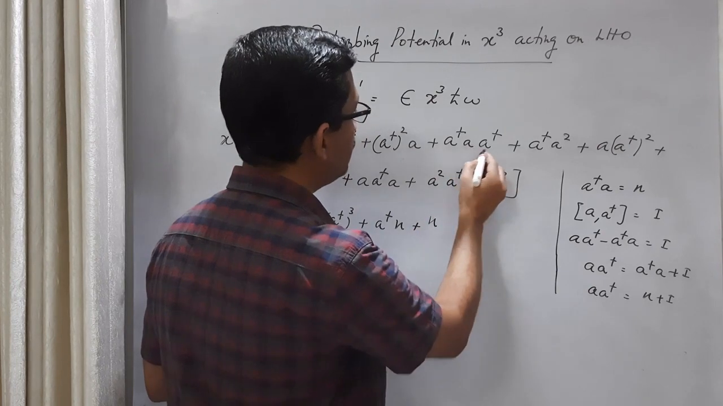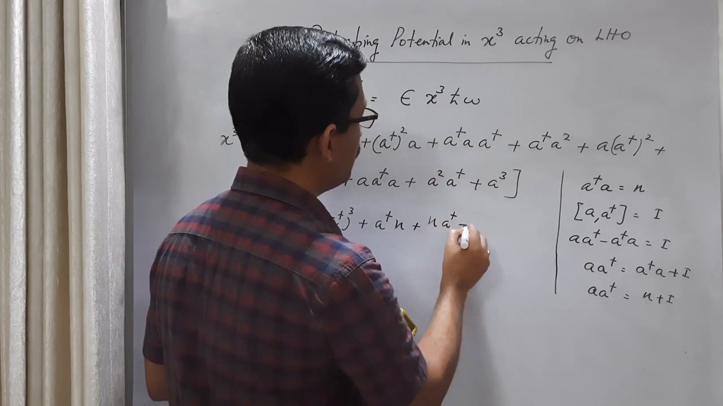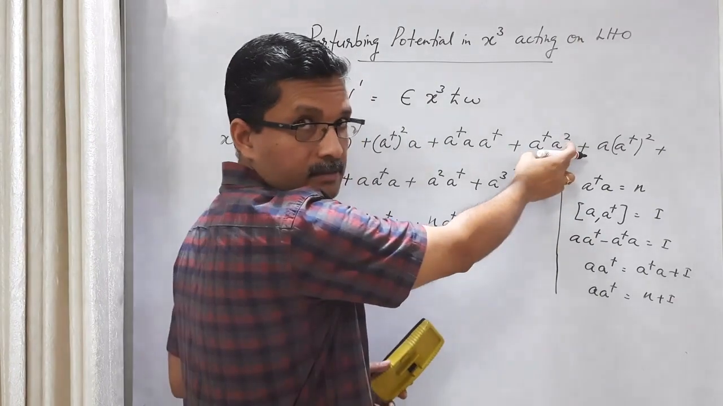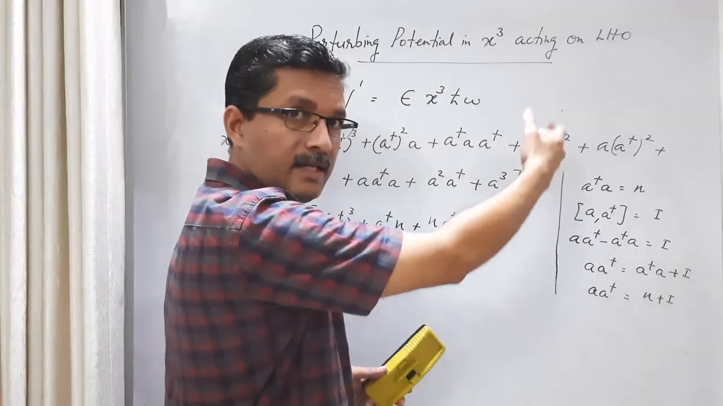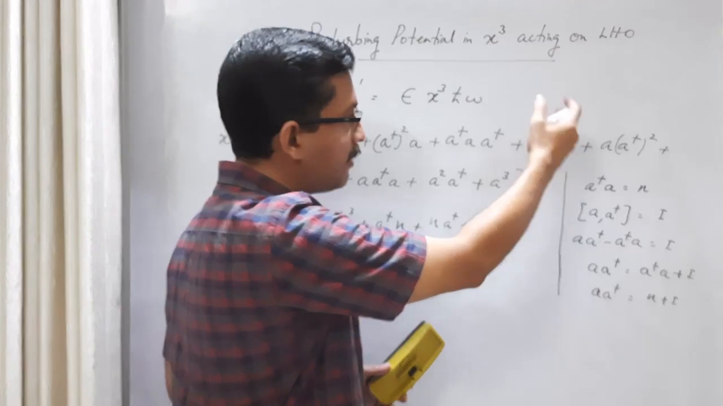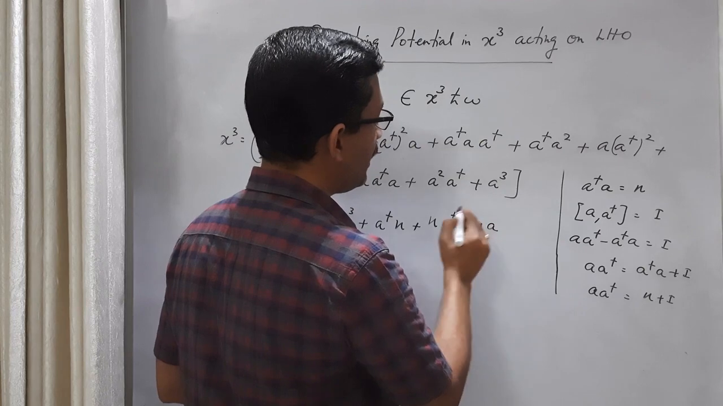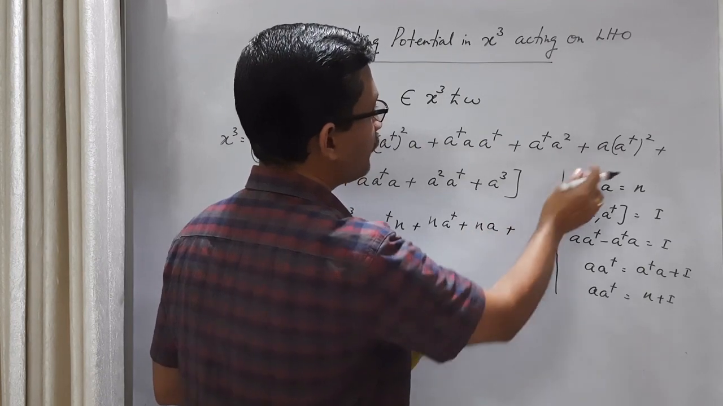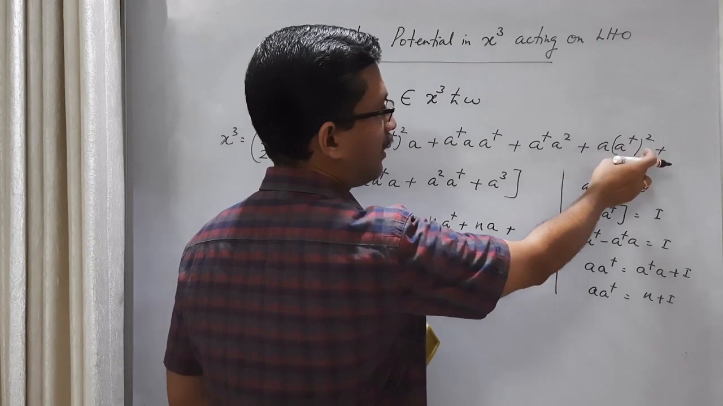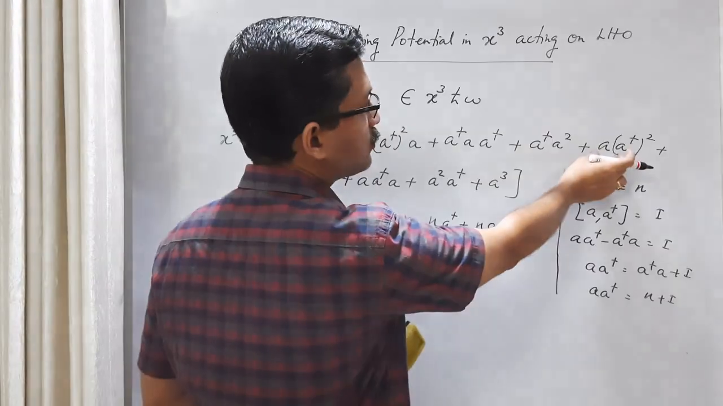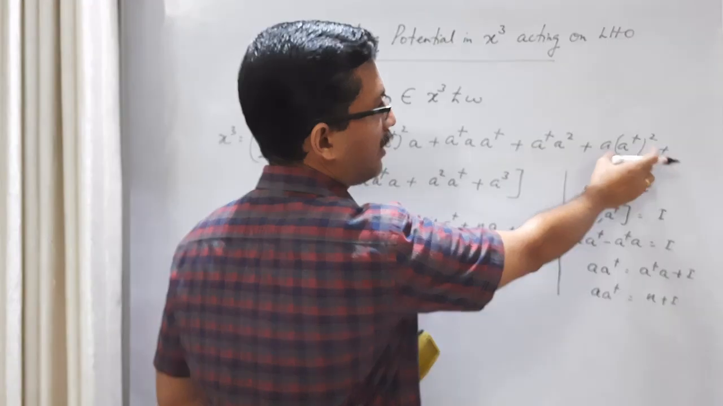And then there is a dagger here, plus then here a dagger, a again, the right end extreme a I am keeping like that. A dagger and a I will combine as n, so we can say n a. Okay, plus here a dagger. So a dagger I can say n plus I. Okay, so a dagger into another a dagger.